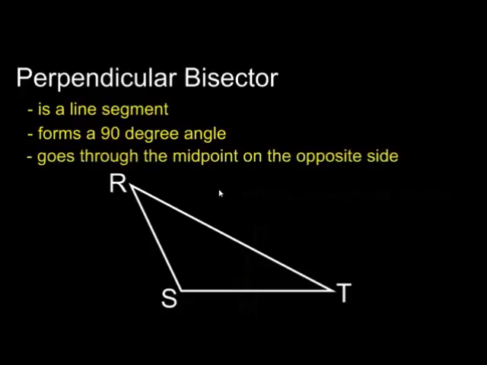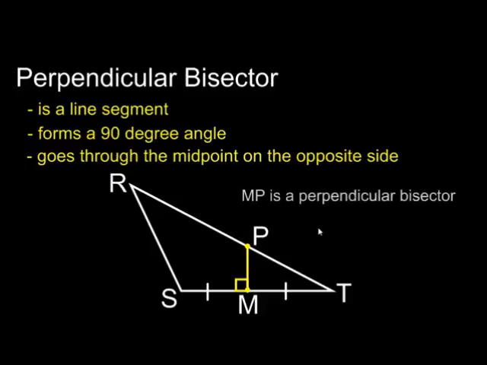So if we're cutting a segment in half, it's going to go through the midpoint of one of these sides. So here we have our perpendicular bisector. The perpendicular part tells me it's going to be 90 degrees, and the bisector part tells me that it's going through the midpoint. So if M is my midpoint, that means this piece is equal to this piece. So not only is it bisecting ST in half, it's also forming a 90-degree angle. So this is what we call our perpendicular bisector. And in this case, it is MP.